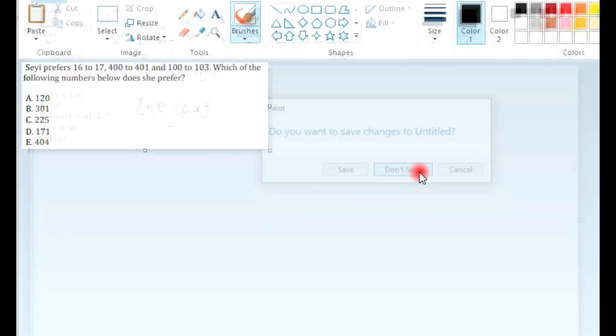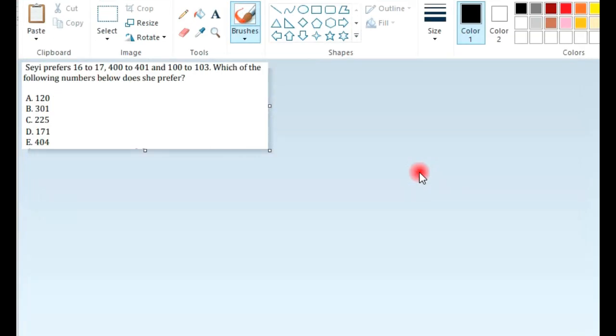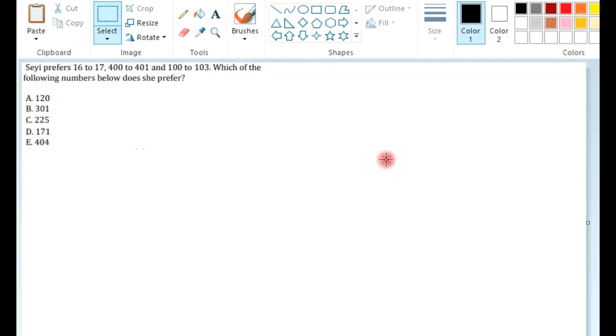Then let's see if we have another question. Let's be fast about this. So this question is rather technical also, right? We have that she prefers 16, 17, 400, 410, 401, 100. Which number will she prefer among these numbers? So technically it's an aptitude test. You just have to analyze them. So this actually is a perfect square. When we say perfect square, we can have it as 4 squared, which is 16, or you can take the square root of 16, right? You can't do that for this.